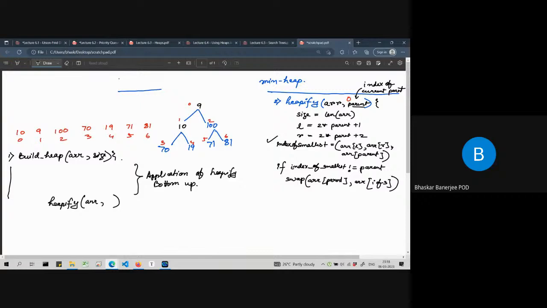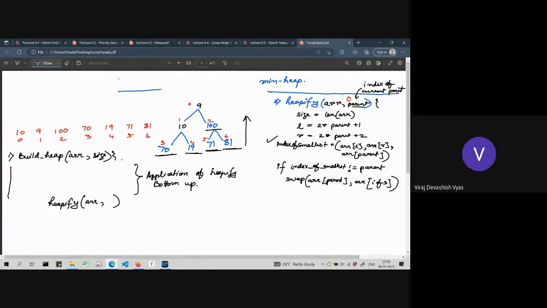So my question is, from bottom to top, if I'm applying heapify, do I need to call heapify on the leaf nodes? No. I'm telling that we can start by calling the parents of the leaf nodes. Exactly. Apply heapify to them. So how can we do that? We need to call heapify on the first parent of the leaf node. So basically, first parent means from the back side. 81 is a leaf, 71 is a leaf, 19 is a leaf, 70 is a leaf. 100 is the first node which is not a leaf.